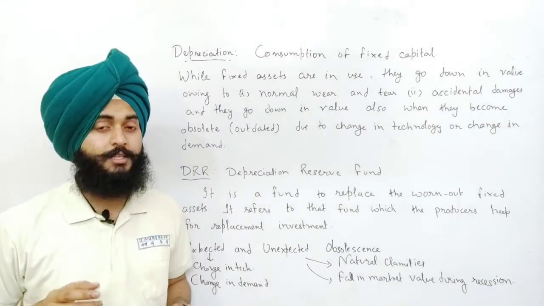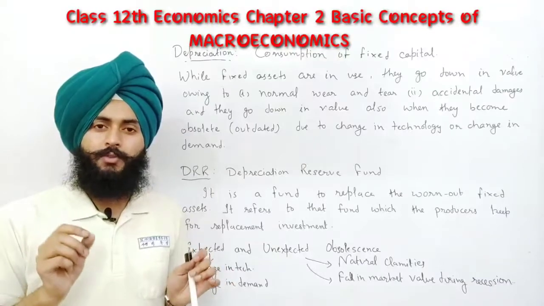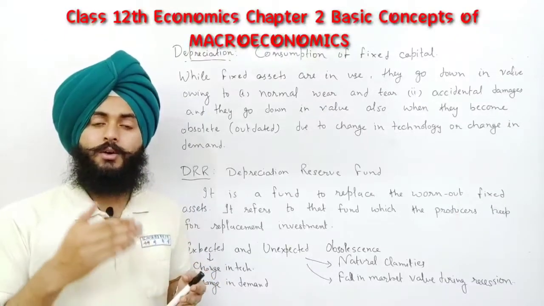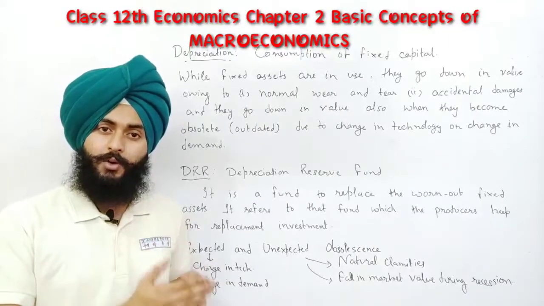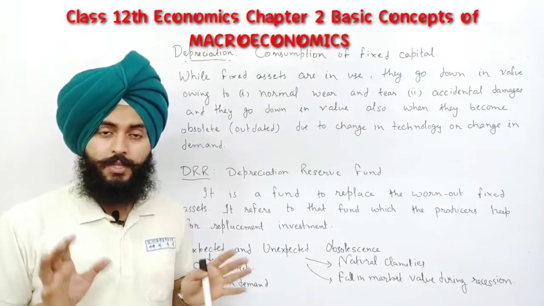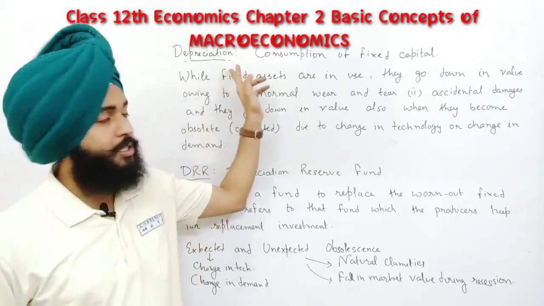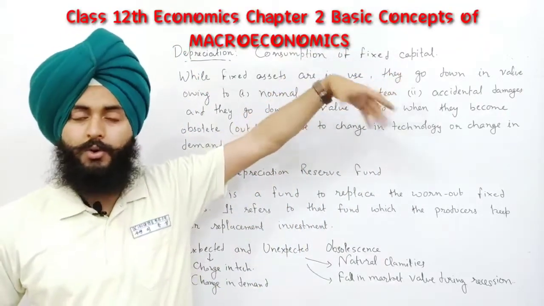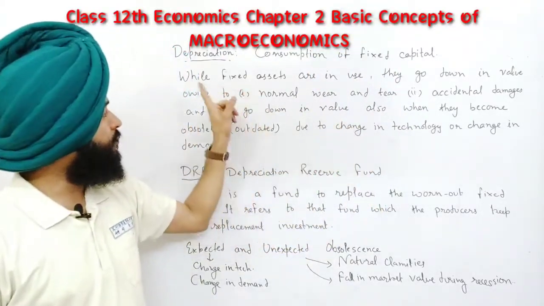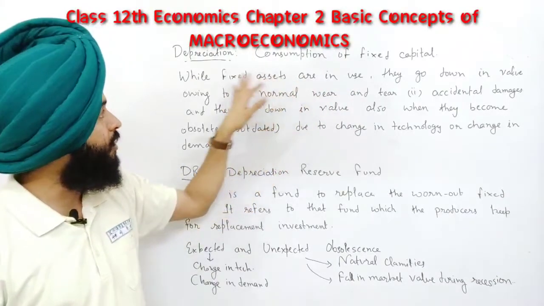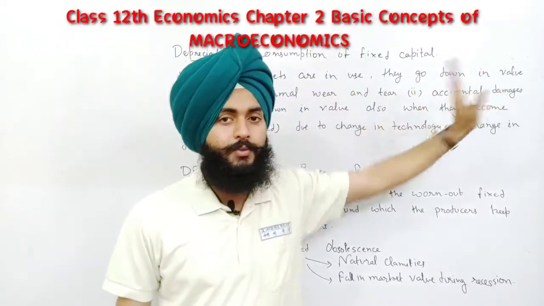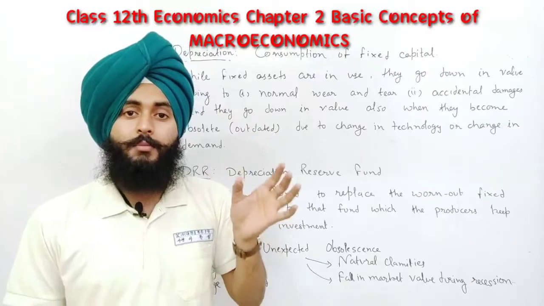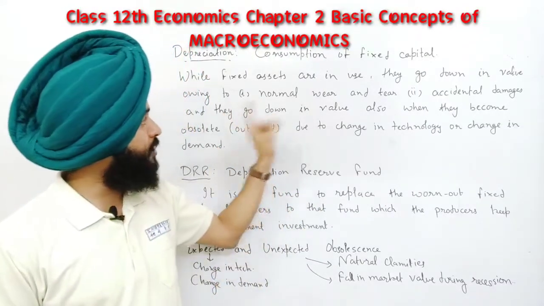Topic is depreciation. In simple words, when we use the assets, the value of an asset goes down from time to time, year by year, or you can say as time goes, the value of the asset goes down mainly because of its usage. Now simply, depreciation means consumption of fixed assets. Depreciation means we are consuming the fixed capital, or we can say fixed assets. Okay, another thing, while fixed assets are in use, they go down in value owing to, now these are the main reasons. As I told you, the main reason was actually consumption, but if you go deep into the consumption, you will have these reasons.